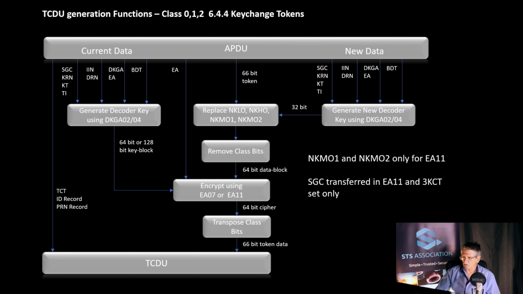New key middle order 1 and new key middle order 2 are only for EA11. For EA07 you would only have new key low order and new key high order. The SGC is also transferred in EA11 and in a 3 key change token set.